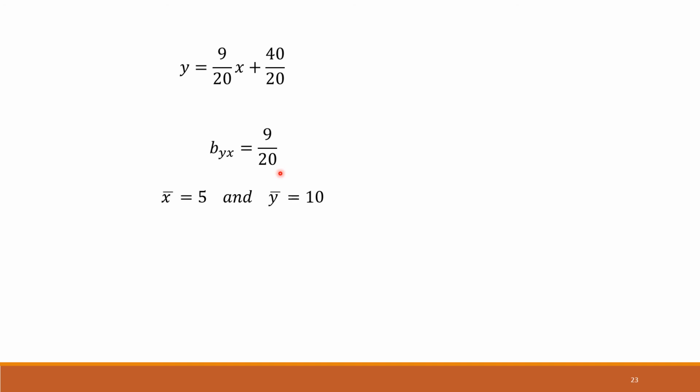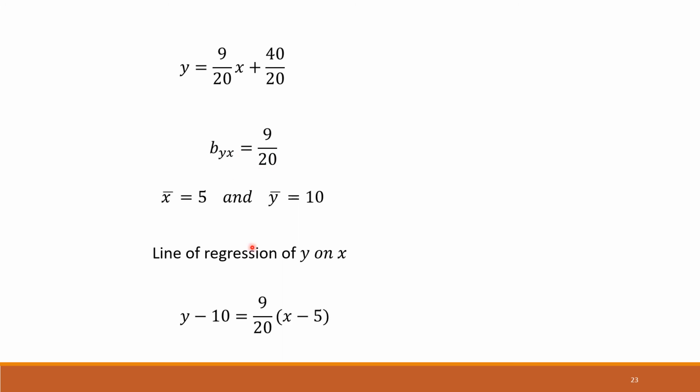Now substituting everything in the line of regression of y on x. We know x bar, we know y bar. byx also we have got as 9 by 20. How did we get this? It is given that the line of regression of y on x is parallel to this line. So we are calculating the slope from this line, equating it with the slope of the line of regression of y on x, and calculating byx.